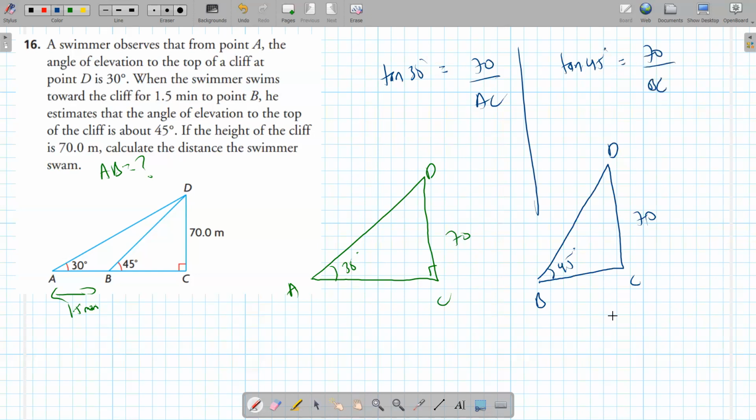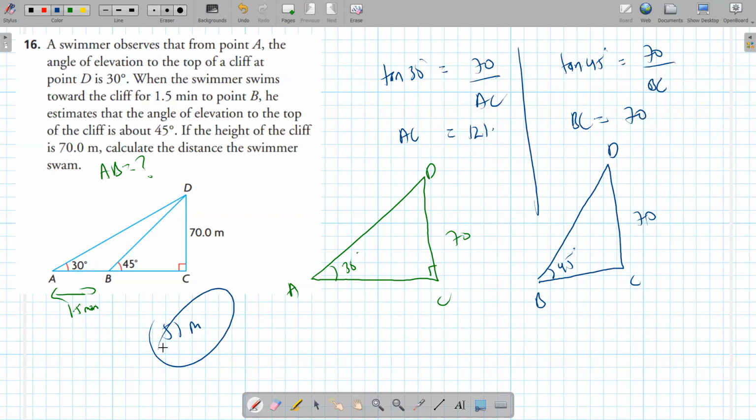How do we solve for AC here? You multiply by AC. And then, do you divide by 70 or divide by tan 30? Tan 30. Yes. So this gives you 121. And you do the exact same thing here. This gives you exactly 70. Okay, and then you can just subtract one from the other. The answer there will be 51 meters, and you're done. Cool.